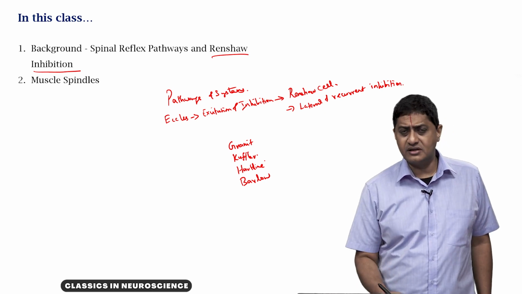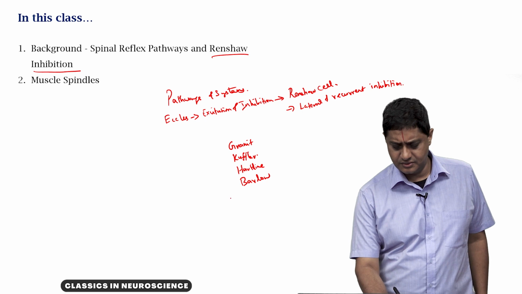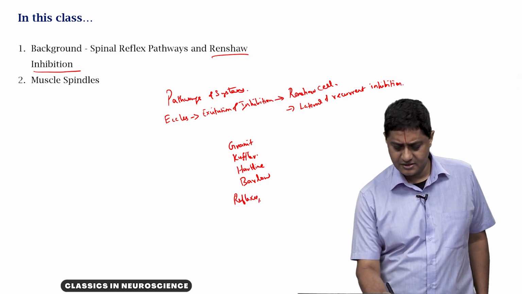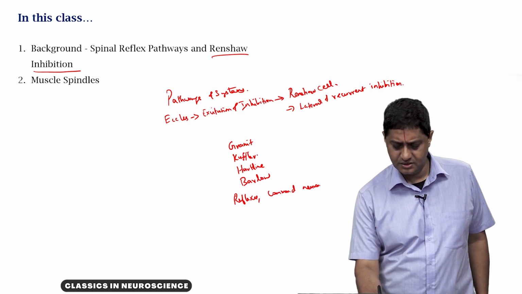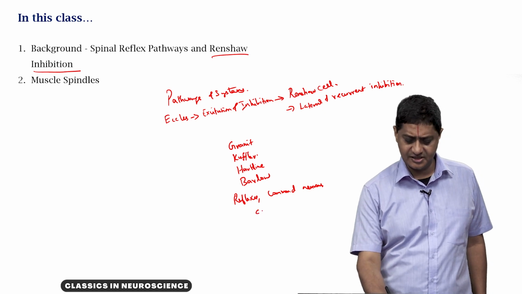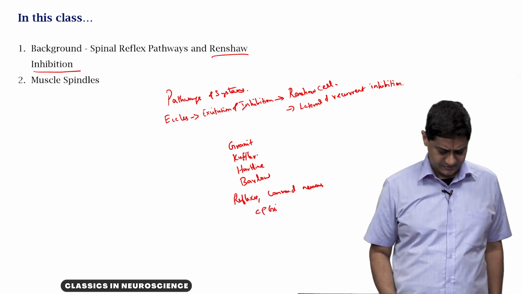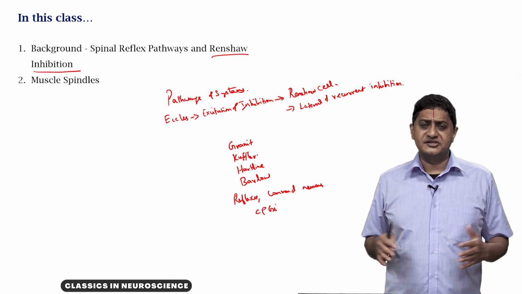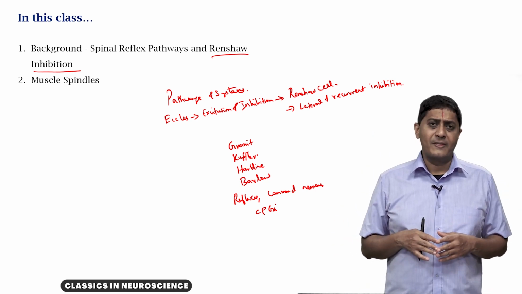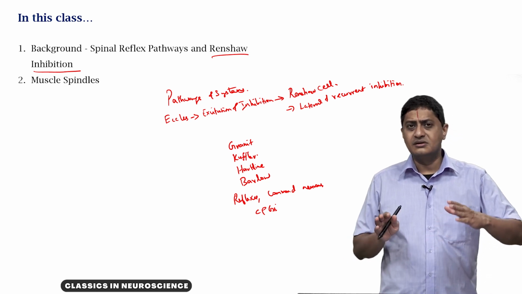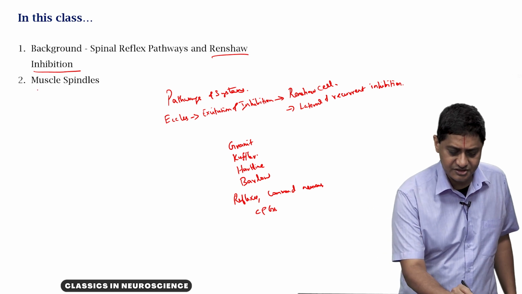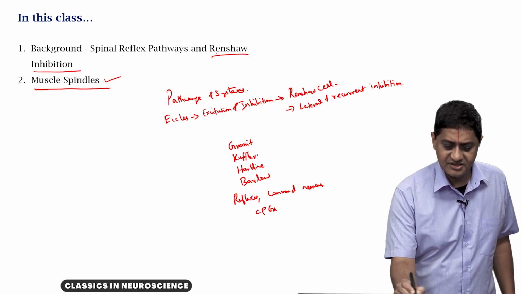And then we will also look at the extension of the concept of reflexes, command neurons and the concept of CPG, central pattern generators. This will be the overall organization of the set of videos starting from now, presented in a series of videos, not just this video. In this video, we will restrict our attention to Renshaw inhibition and muscle spindles.